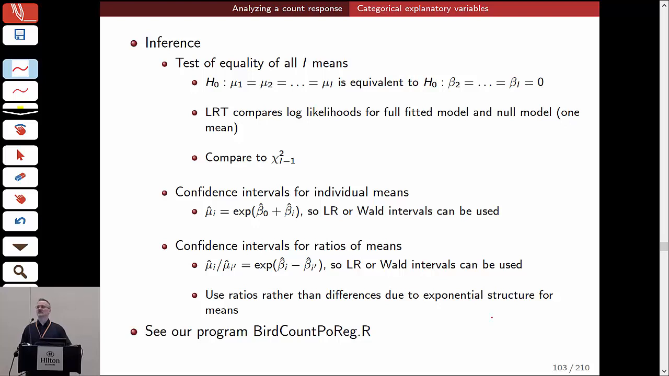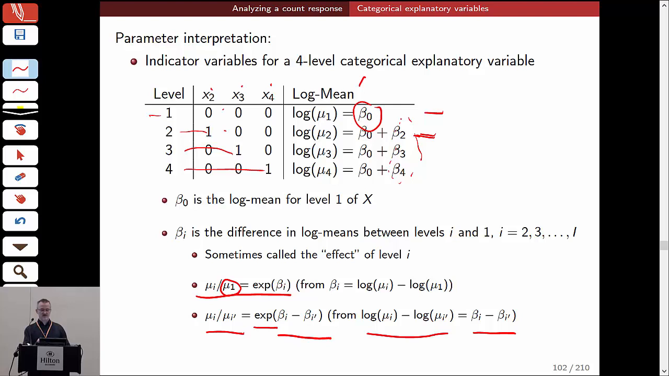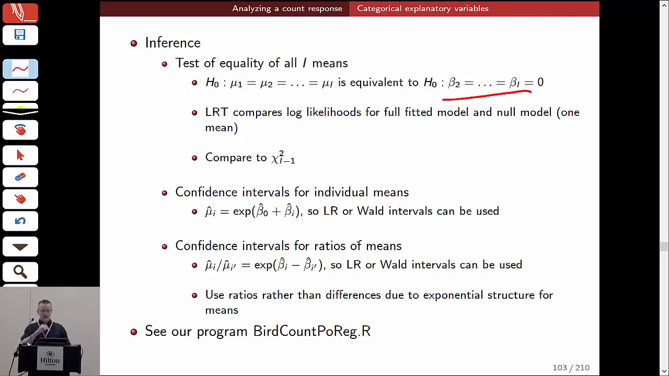Inference, as before, comes through the same methods that we've seen before. The typical thing that one might want to do is test equality of all of the means. And if you want to do that, that's equivalent to asking whether all of the extra effect parameters are equal to 0. Because if that's the case, as we see here, if all of these parameters are equal to 0, then all of the means are equal. So we will be able to conduct a likelihood ratio test to compare the log likelihoods for the full fitted model against the log likelihood for the null model, create a likelihood ratio test statistic, and compare that to chi-square with I-1 degrees of freedom. That's the number of additional parameters that there are in the full model compared to the reduced or null model.